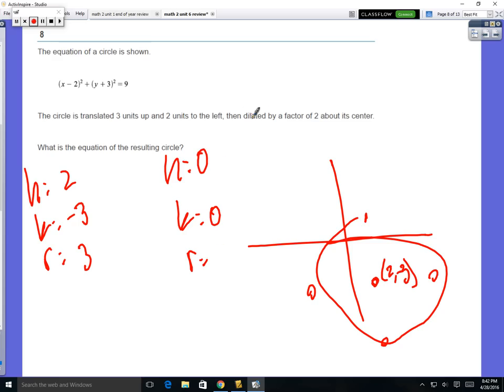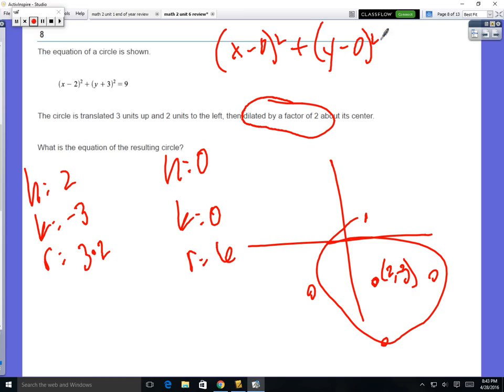And if you dilate it by a factor of 2, that means you're going to double the size of it. So you're going to times the radius by 2. So your new radius is 6. So the equation is going to be (x minus 0) squared plus (y minus 0) squared equals 6 squared, or x squared plus y squared equals 36.